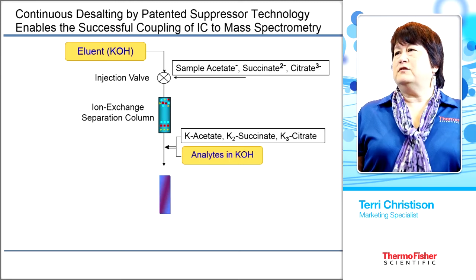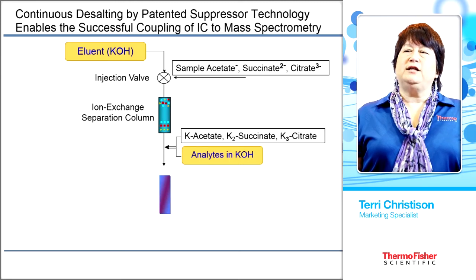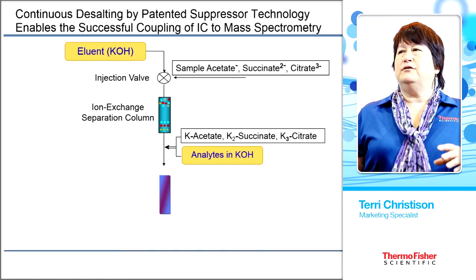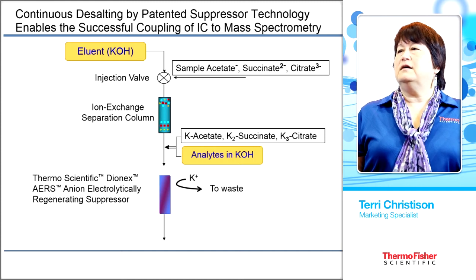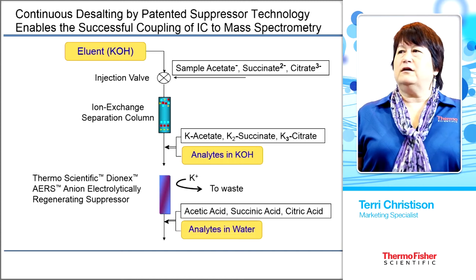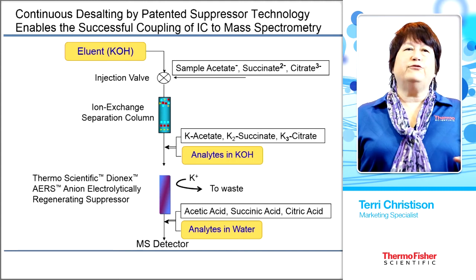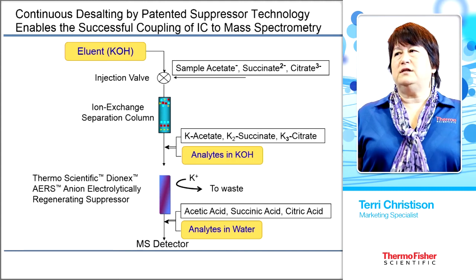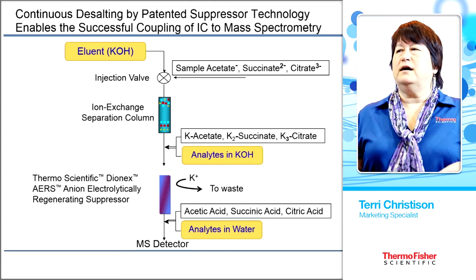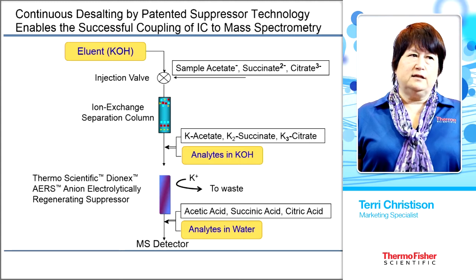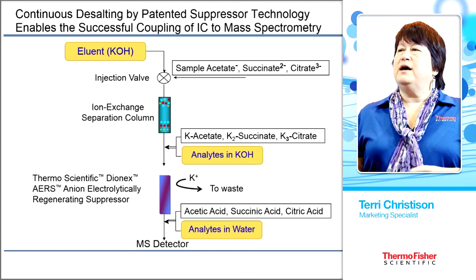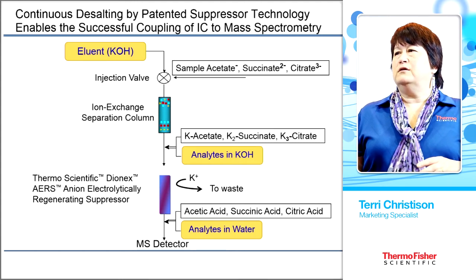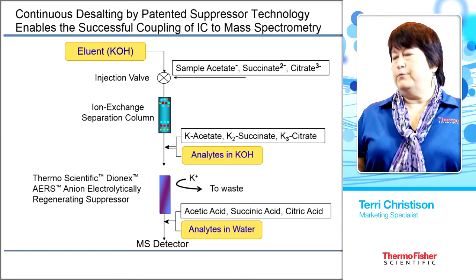So now we introduce the suppressor. What it does is exchange the cation for hydronium, and the potassium goes to waste, and the analytes are converted to their acids. For the first detector, the conductivity detector, we get an increased response because acids have a stronger conductivity response than the salts. But more importantly, for the mass spec, we now have low concentrations of acids in water, making it compatible for mass spec.